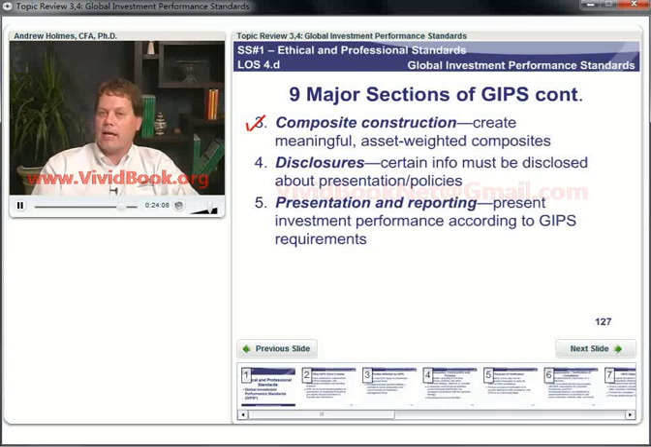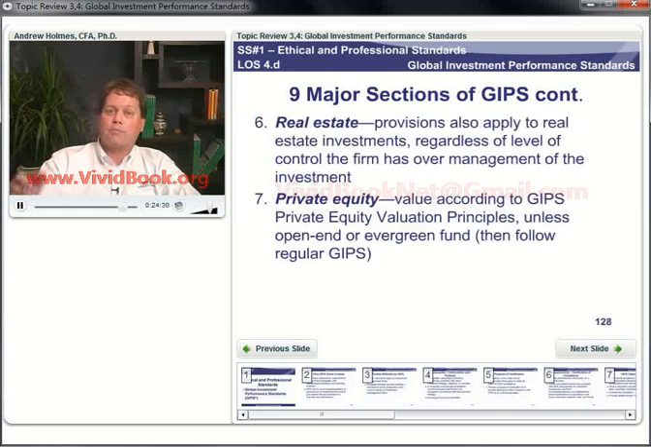So there is a list of disclosures that goes with any GIPS compliant presentation. Presentation and reporting, of course, we're supposed to present the investment performance according to GIPS requirements. So once we go through all this and we have all the data, we comply with all the methodologies, well then once we actually make the presentation, we need to do something about it and actually have that as part of the presentation that we're making.